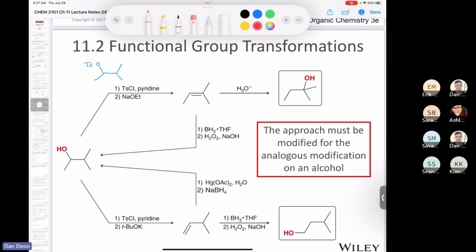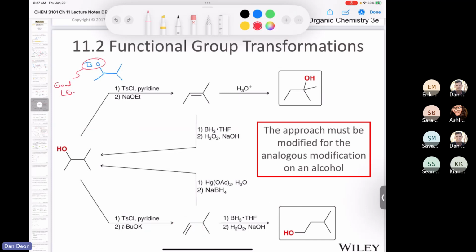And now you convert a poor leaving group into a good leaving group. And so you can do an elimination, like a Zaitsev elimination, to make this product and then a Markovnikov addition. All right. We could also use that good leaving group to do an elimination where we make the Hoffman alkene, and then we can do an anti-Markovnikov addition.